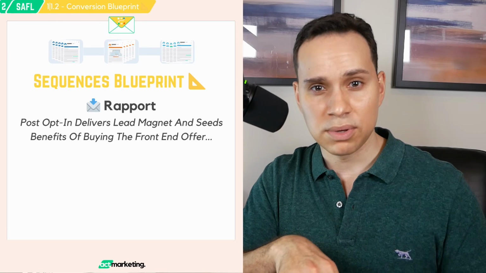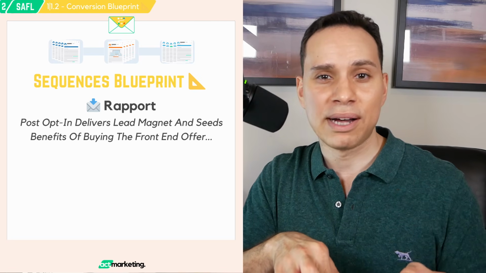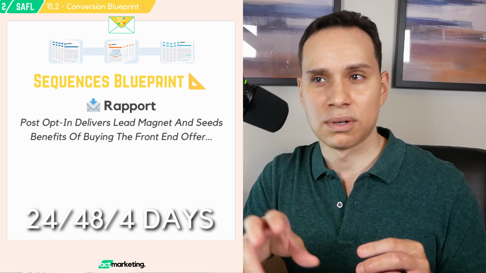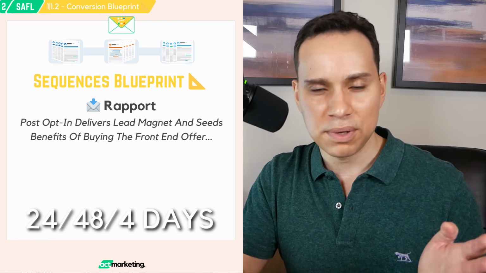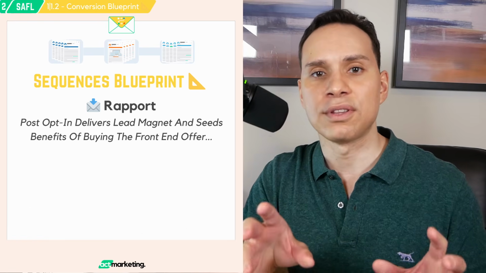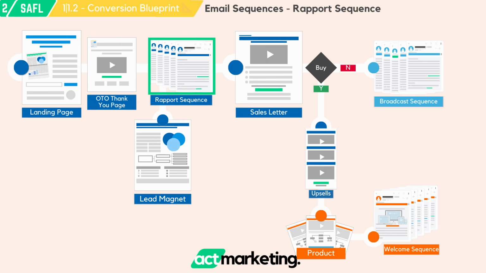So the rapport sequence, which is the most important one right now, is going to go out over a 2, 4, or maybe 4-day period. There's probably a better way to say that. But essentially, it's going to go out the first couple of days someone joins your email list. And this is going to be where we deliver that lead magnet and we drive traffic to one of our sales pages. Whatever sales funnel strategy that you're using, drive people to the sales page. More on that in a little bit.